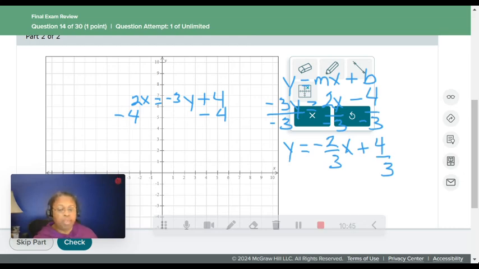written in ordered pairs, you're going to have a 0, comma, and then your number here. So let's look at 4/3. That's going to be, here's 1, that's 3/3. So it'll be about a third of the way up here. So we've got 1.